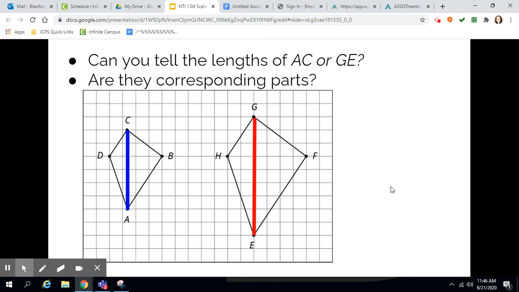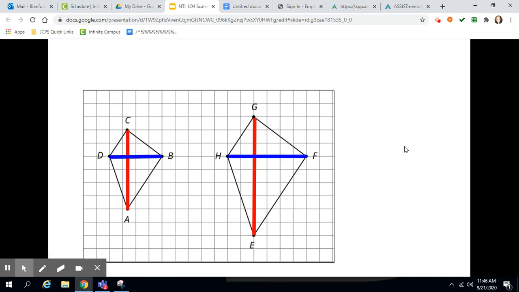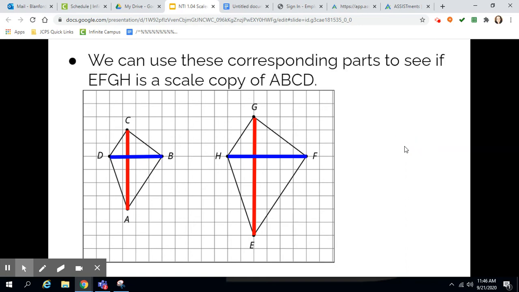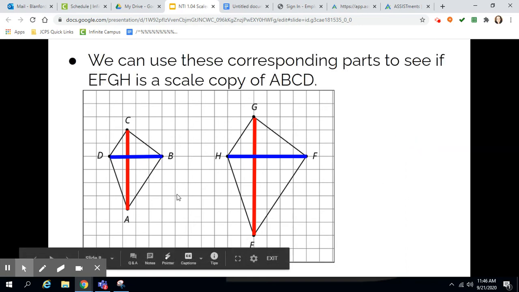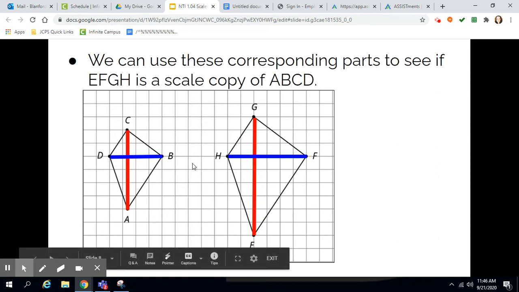Are they corresponding parts? Yes, they are. Again, they're matching. They're the same part of each figure. So they are corresponding parts. That means we can use these two sets of corresponding parts to see if this second figure is a scale copy of the original ABCD.